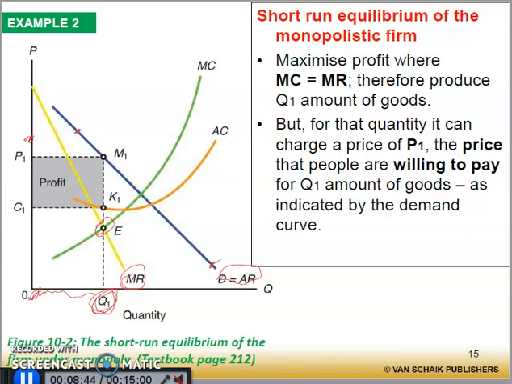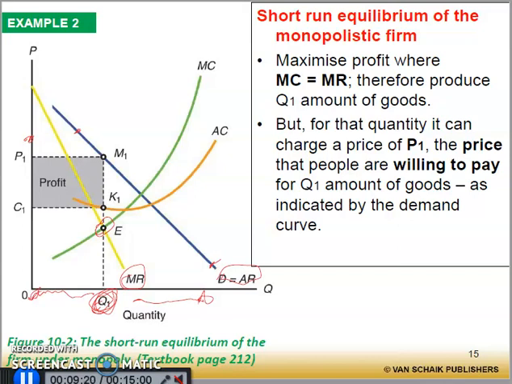At that quantity, the firm's profit is maximized. If it increases its production beyond Q1, the cost of each additional unit of output is greater than the additional revenue from selling it. So total profit will decline if the firm continues to produce beyond Q1. Like any other firm, a monopolist maximizes profit by producing that quantity where marginal revenue is equal to marginal cost.